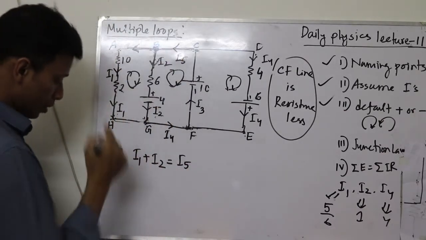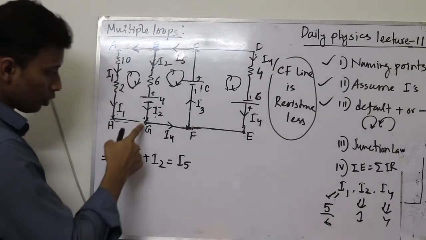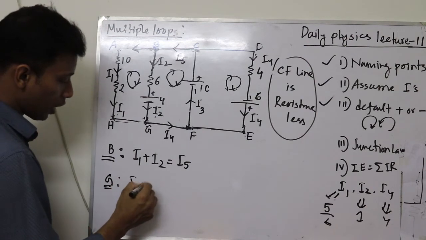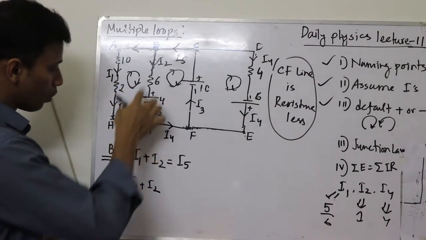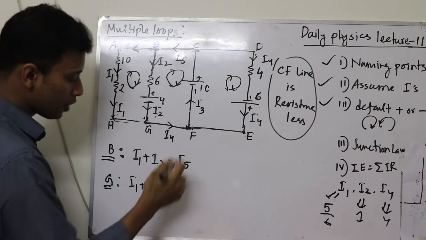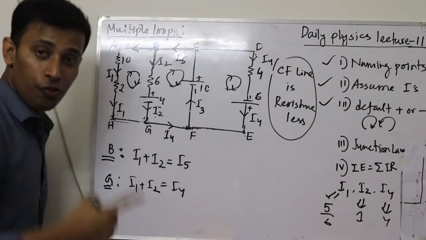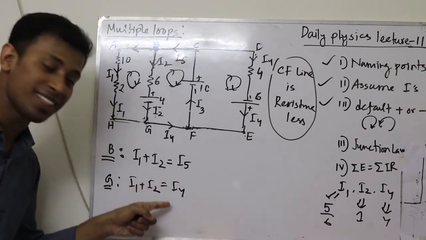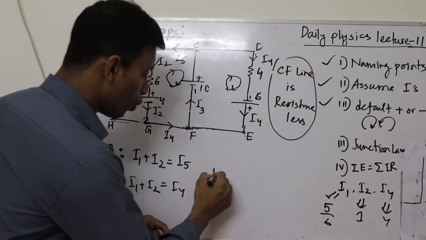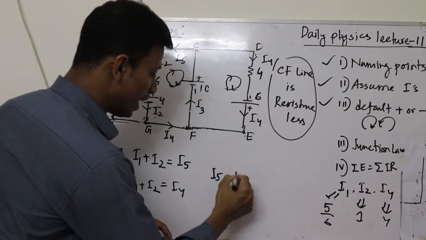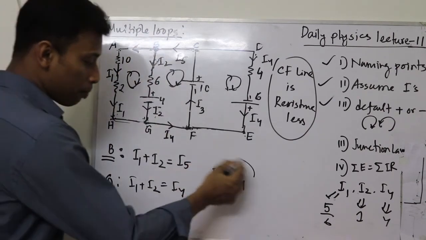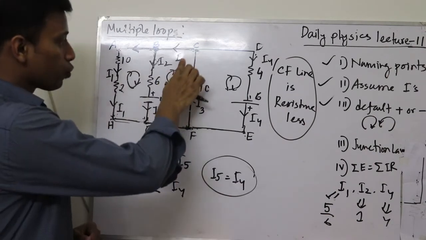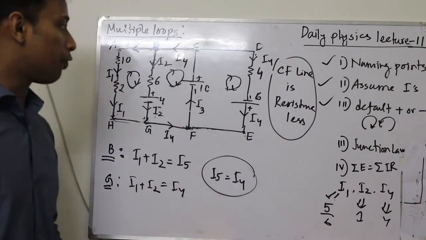And what about using junction G? Okay, here I1 and I2 are moving inward, and I4 is outward. So now, fortunately, look at these two equations. The left sides are the same, which means the right sides are the same too. So though BC and GF are different lines, their current flows are the same. So we can write I5 as I4.